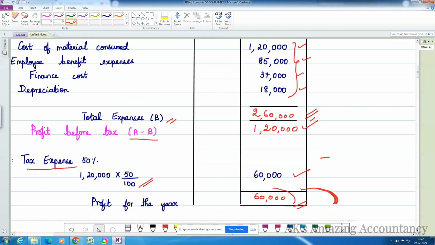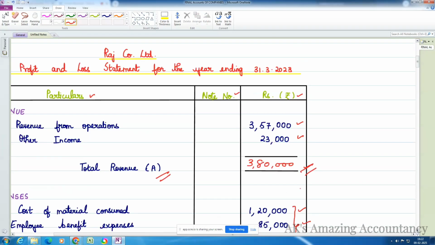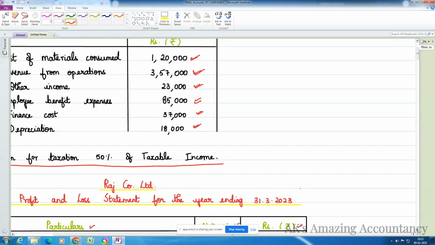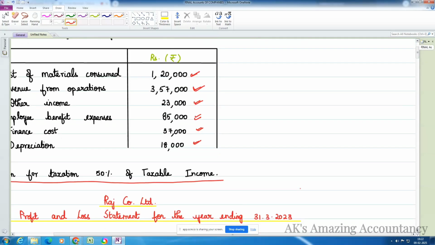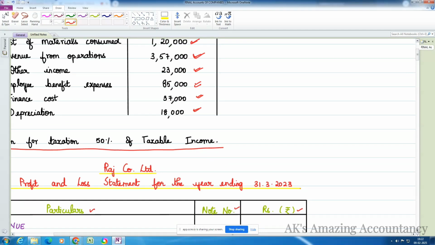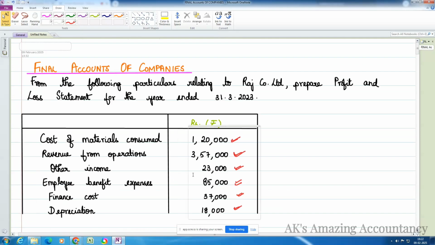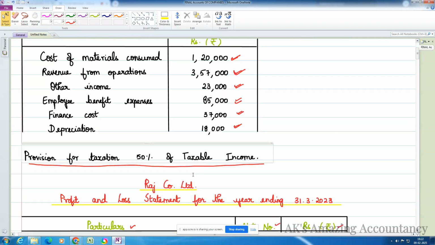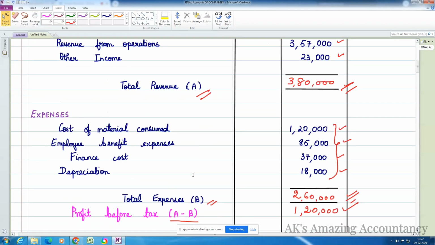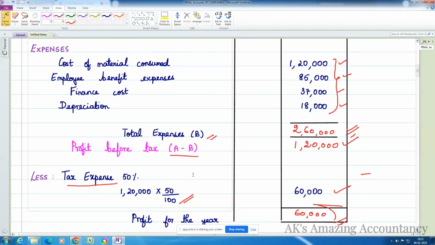And as I told you already, this is a very simple problem, and I hope that you are able to understand this answer well. So you can just have a look at the problem once again. This is the problem we have, and this is the very simple answer which I have worked out. So in this video, I have worked out a very simple problem involving the preparation of statement of profit and loss. I hope you are able to understand the answer.